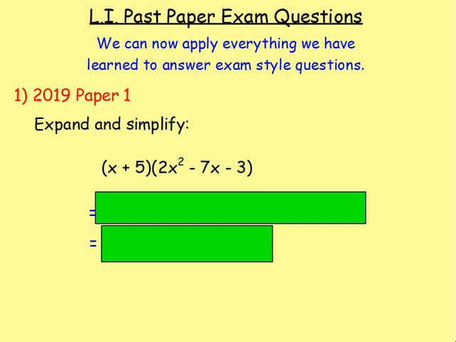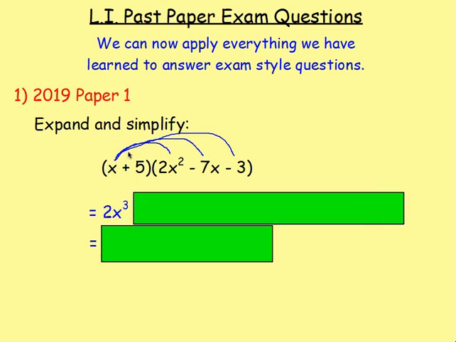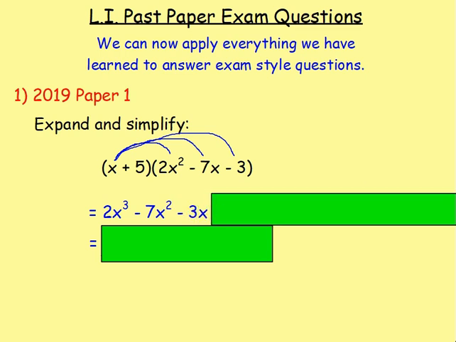Well, I like to think about rainbows. Me too. If you just draw a wee rainbow in, what it's showing is that you would take the first term in the first bracket and multiply it by absolutely everything in the second bracket. So x times 2x squared, then x times negative 7x, and then x times negative 3. Drawing a wee rainbow, x times 2x squared gives you 2x cubed. x times negative 7x gives you negative 7x squared. x times negative 3 gives you negative 3x.